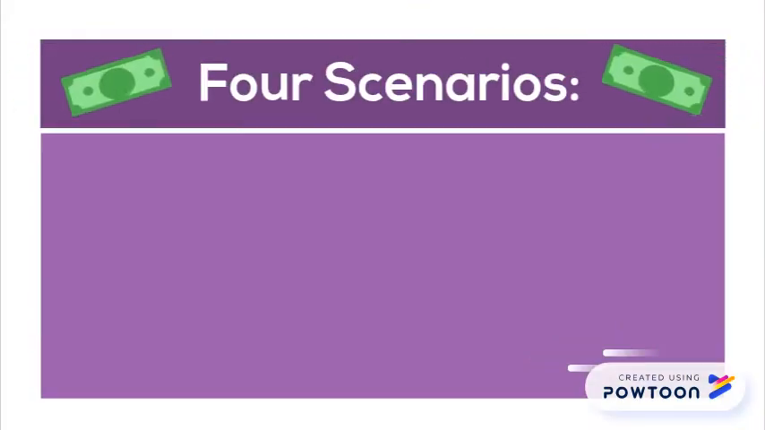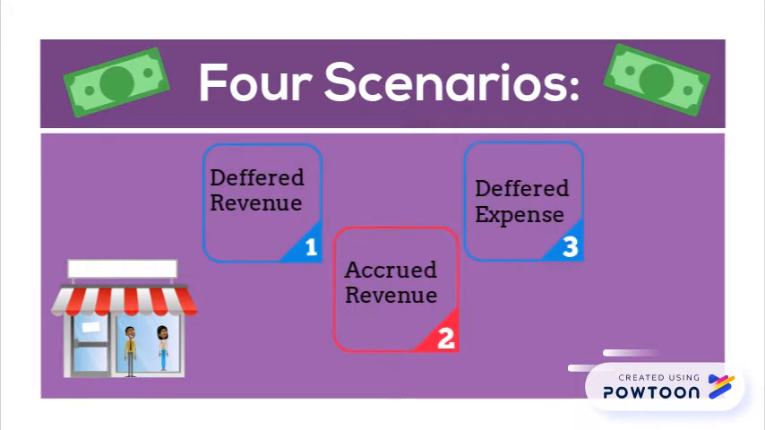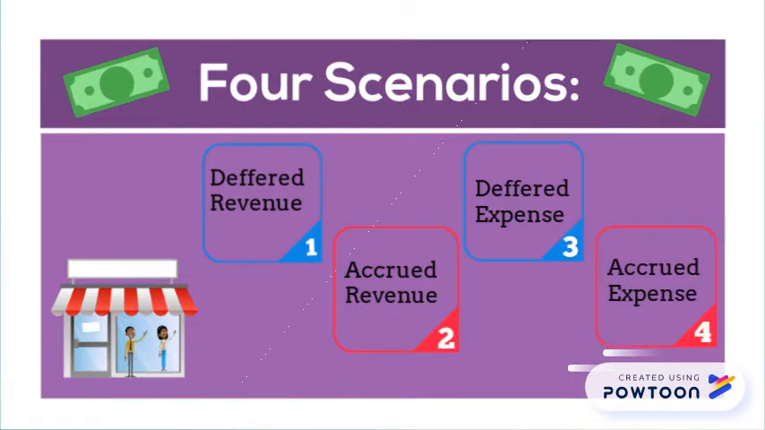There are 4 different scenarios that initiate an adjusting entry for a company and show why it is necessary. These are deferred revenue, accrued revenue, deferred expense, and accrued expense.